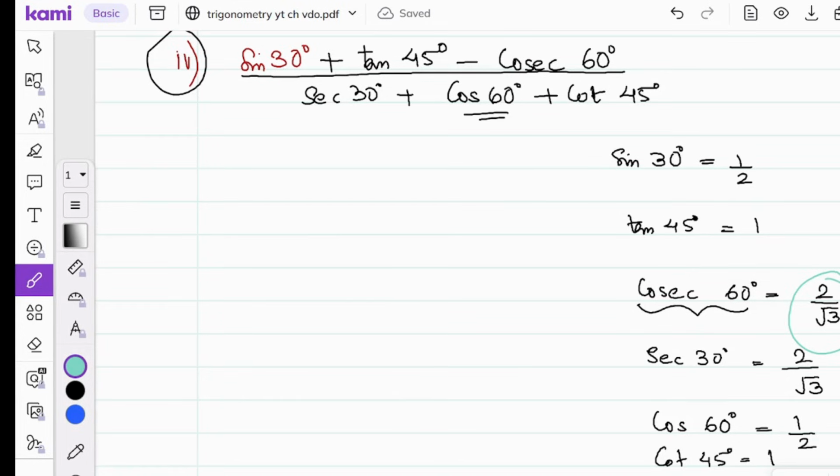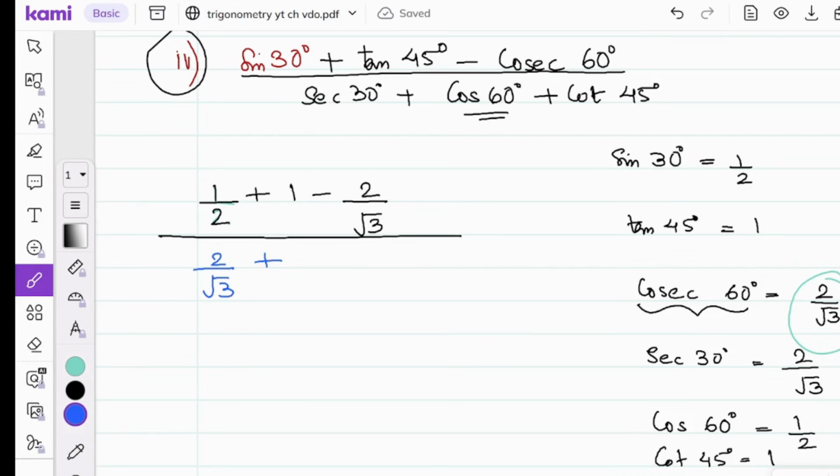Now, let us substitute all these values into our question. What is sine 30? 1 by 2. So 1 by 2 plus tan 45 is 1 minus cosec 60 is equal to 2 by root 3, the whole divided by sec 30 equal to how much? 2 by root 3 plus cos 60 equal to 1 by 2 plus cot 45 is 1.